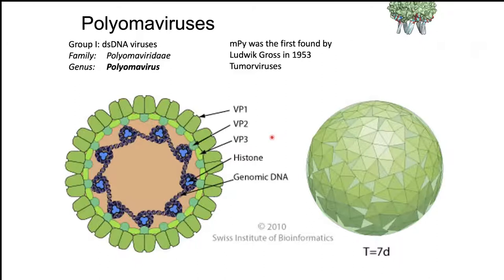SV40 is a polyomavirus, so it's a double-stranded DNA virus from the family of Polyomaviridae. The first one found was the mouse polyomavirus, by Ludwig Gross, and it's a tumor virus that has on its outside the VP1 coat protein that binds to GM1, and then it has VP2 and VP3, which are important for penetration of the ER membrane and escape of the DNA and further processing. The DNA is wound around 25 histones of about 5 kilodalton genome.